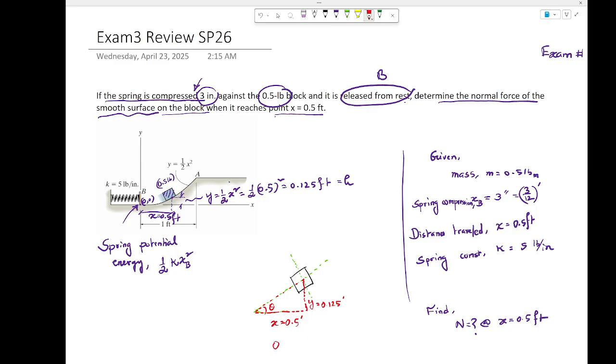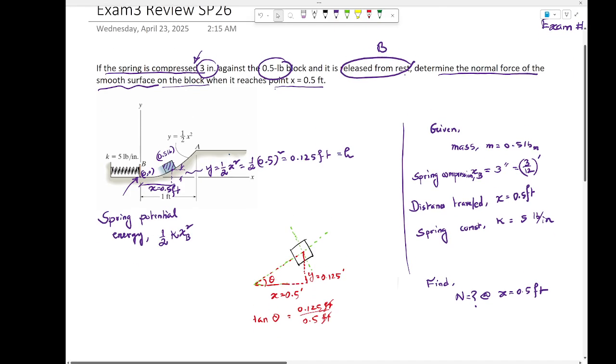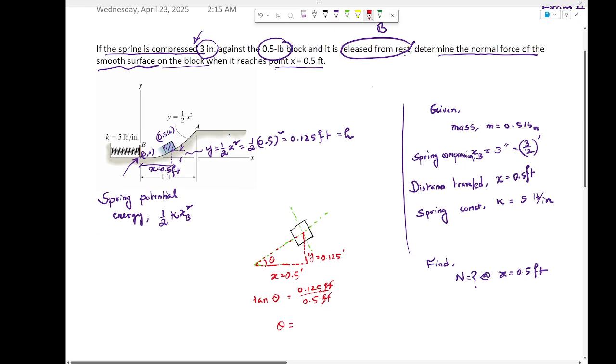So the angle should be tan theta equals y by x, right? So 0.125 over 0.5, feet cancel out. If you're going to do the math, you should be able to find the angle theta. Can anyone give me the value of theta? I do have it here, but you should be finding it by yourself.